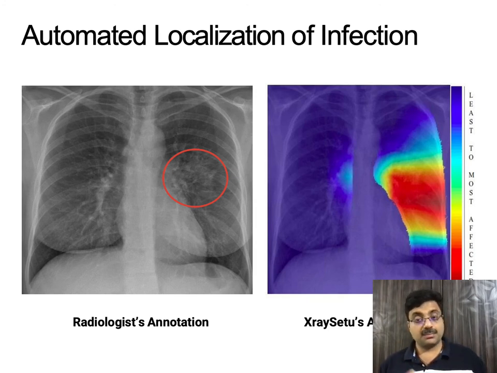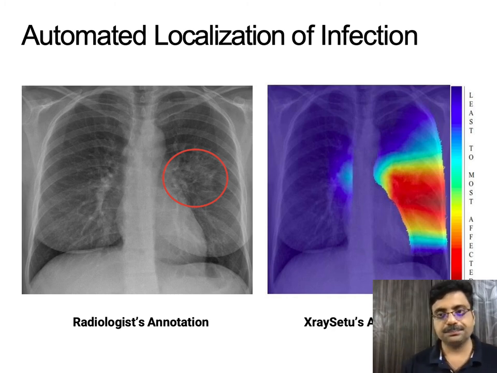This slide shows a comparison between the heat map annotation generated by X-ray SATU and a radiologist's independent assessment of the same image. So the radiologist has not looked at the X-ray SATU output, and they have annotated the lung image with their own findings. And you can actually see that there's a lot of correlation between the two markings.